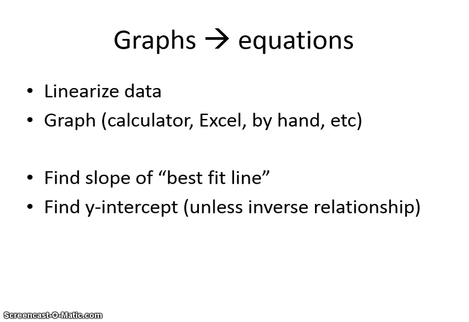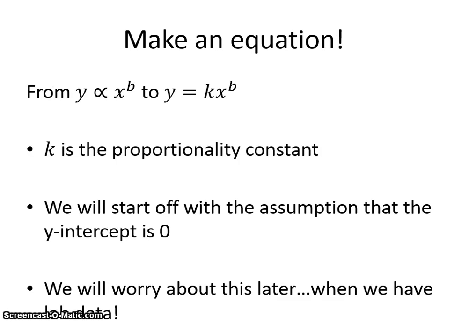Eventually, we're going to use these graphs to make equations. If we linearize the data, we can graph it, either with the calculator, Excel, by hand, whatever. Then we find the slope of the best fit line, and sometimes we'll find the y-intercept. Obviously, if it's an inverse relationship, there isn't one. Then we'll make an equation. That's how we'll go from this proportion that we've been working with to an actual equation, and how we'll get the formulas and equations that we'll use in class. But we'll do that when we actually have data, and then it'll be more meaningful.